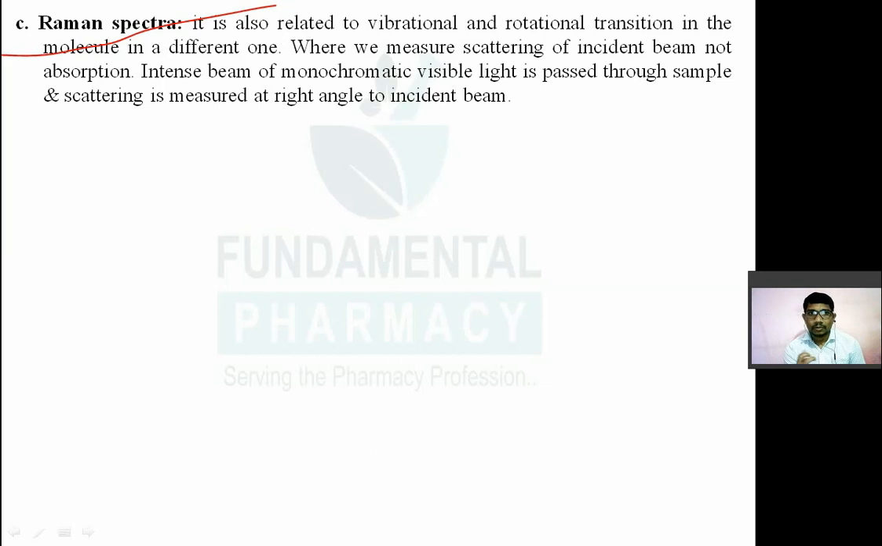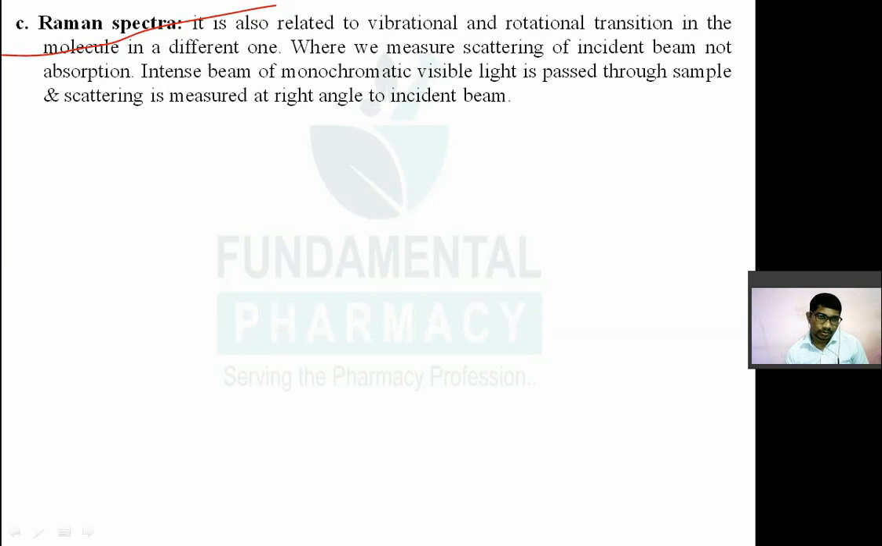But in case of Raman spectroscopy, it also deals with the vibrational and rotational energy of the molecule. So there is also transition between vibrational and rotational energy in the Raman spectra also. But here we don't measure absorption of radiation. Here we measure scattering of radiation. Okay. So an intense beam of monochromatic visible light is passed through a sample and scattering is measured at a right angle to the incident beam. That is Raman spectroscopy.